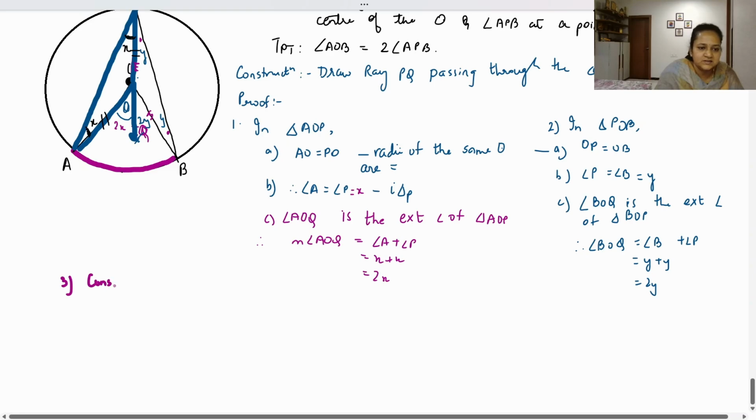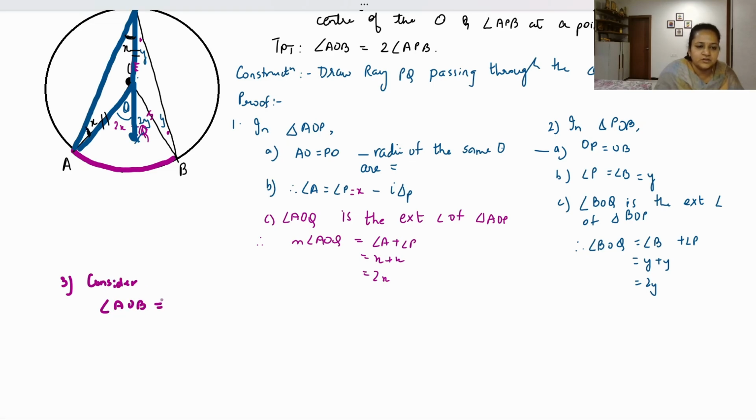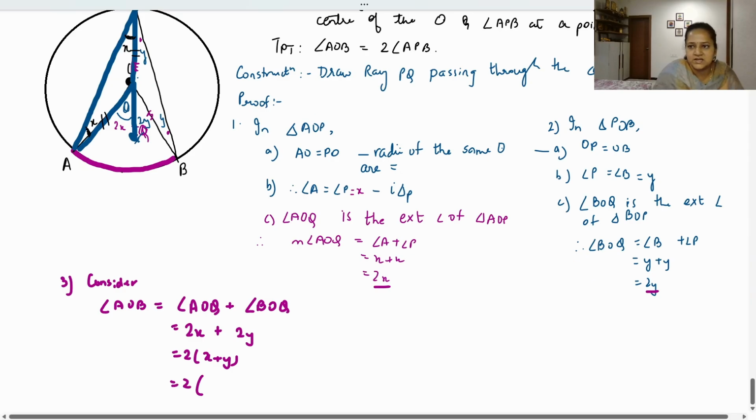We'll say consider angle AOB. If you look into the figure, we know angle AOB is what? Angle AOQ plus angle BOQ. And we just now proved that AOQ is 2x, BOQ is 2y. From here, we have 2 coming out common. We have x plus y. What is x?